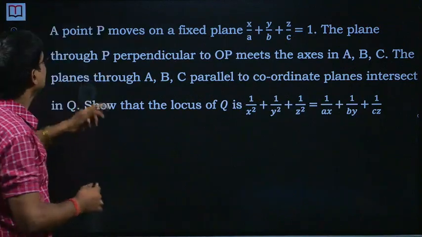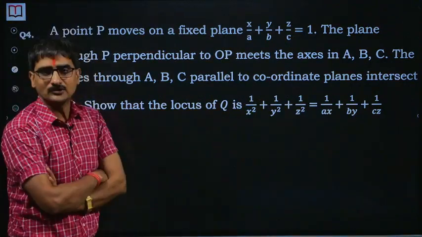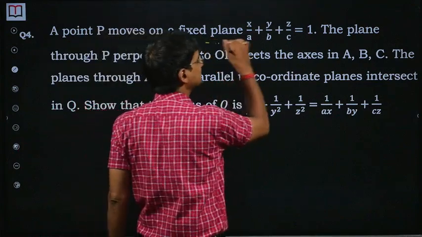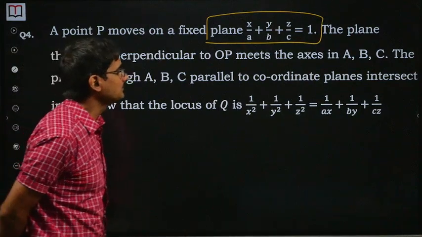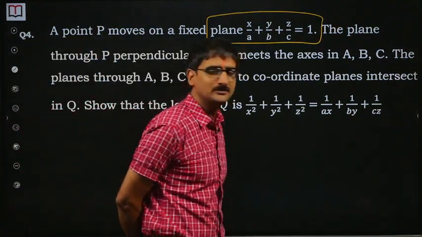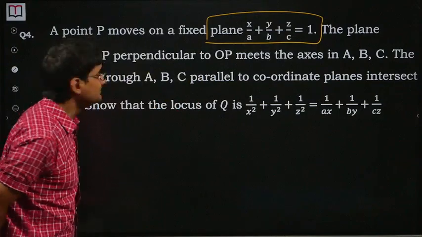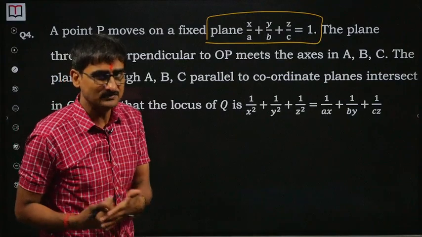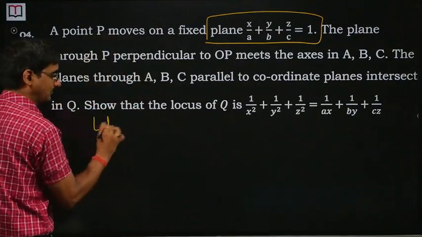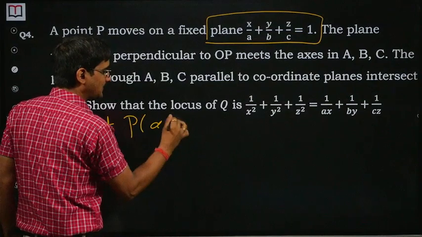Comparatively an easier question. Now the next one: a point P moves on a fixed plane. So that's the fixed plane here. The plane through P perpendicular to OP meets the axes in A, B, C. So a point P moves on a fixed plane; the equation of the plane is given, but point P is a variable point. So let the point P be alpha, beta, gamma.